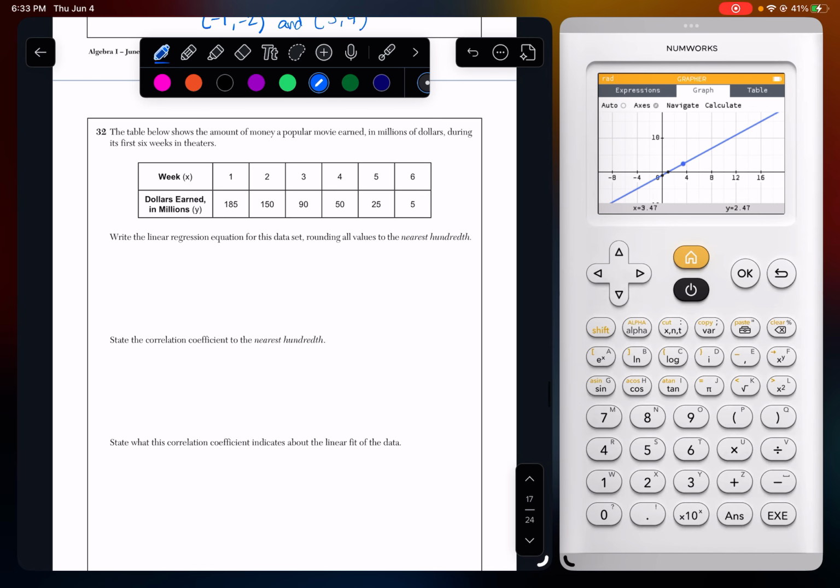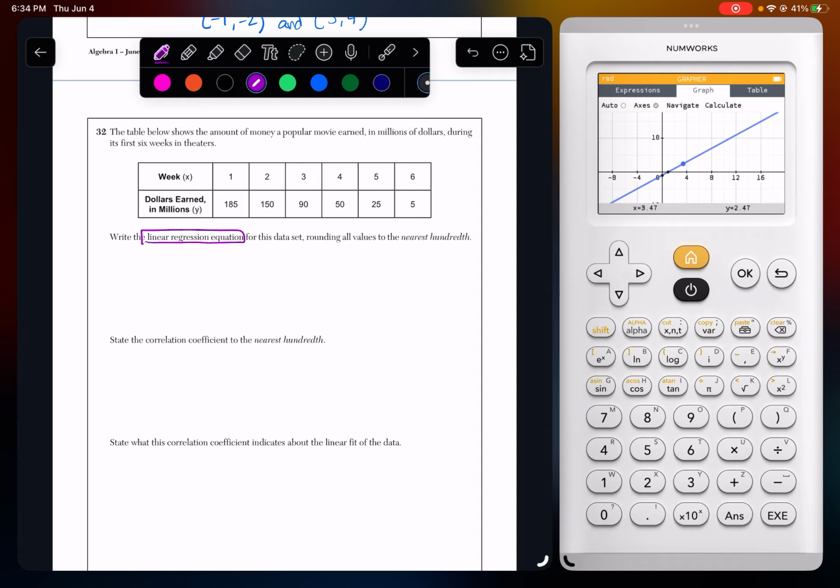Linear regression, question 32. So this says the table below shows the amount of money a popular movie earned in millions of dollars during its first 6 weeks in theaters. Write a linear regression equation for this data set, rounding all values to the nearest hundredth. State the correlation coefficient to the nearest hundredth, and state what this indicates about the linear fit of the data.